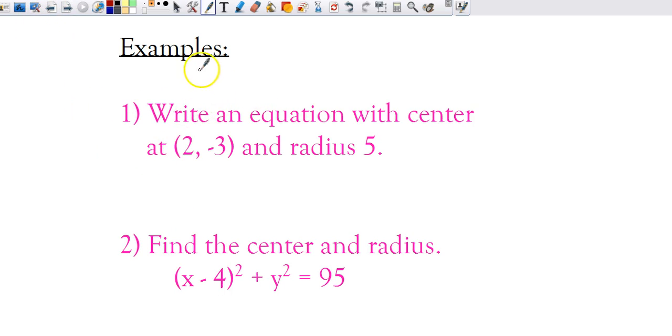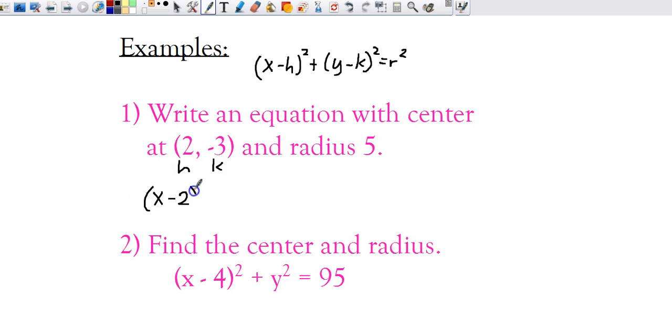So here's how you write the equation. So we'll start with given the center. This is your center. This is h and this is k. And your radius is 5. So if you simply just plug it into the formula, remember that's your formula, you'll have x minus 2 quantity squared plus parentheses y minus negative 3 quantity squared equals 5 squared.